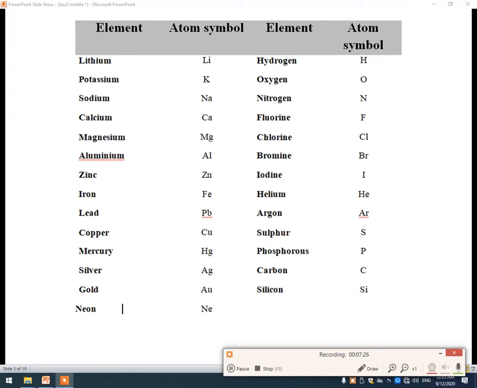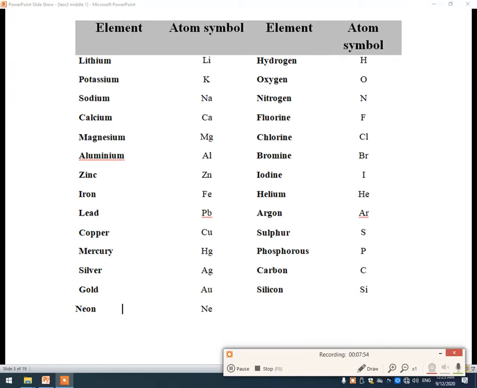Next, helium. Helium, its atom symbol consists of two letters. The first one should be capitalized H, and the second one will be small, so it will be He, which comes from the original helium name. Next, argon. The first letter will be capitalized A, and the second will be r small, which comes from the original name of argon.